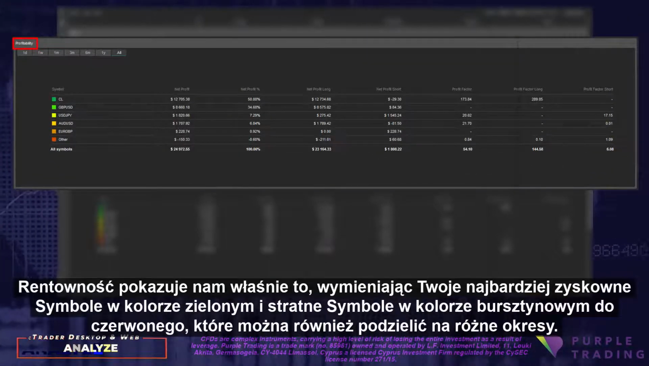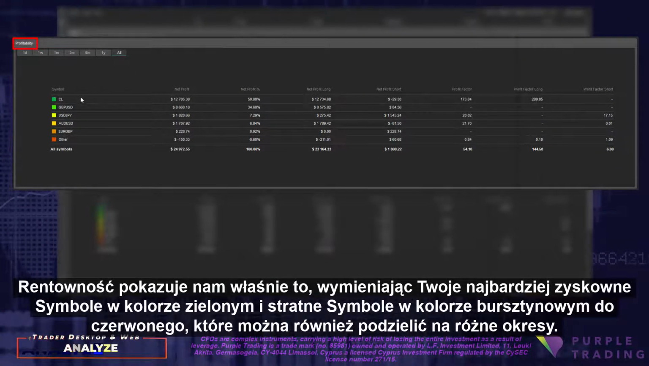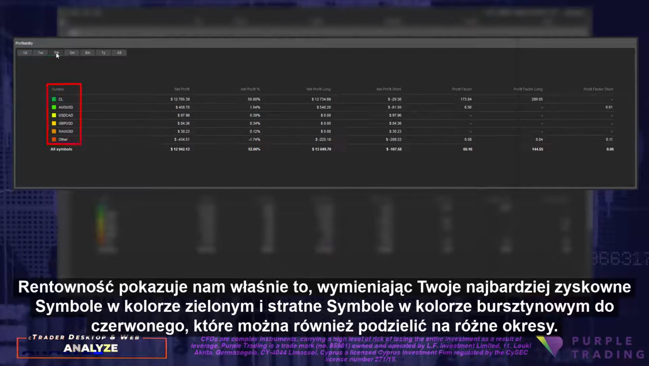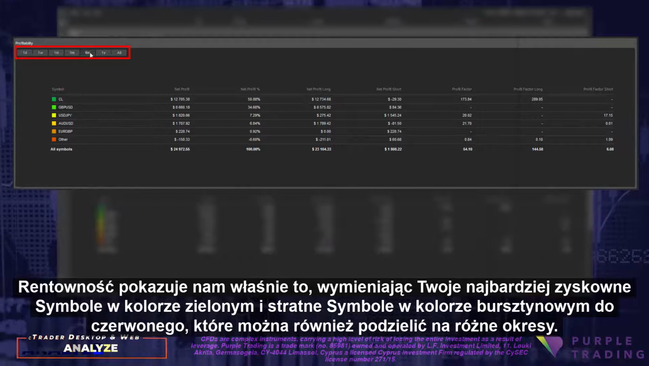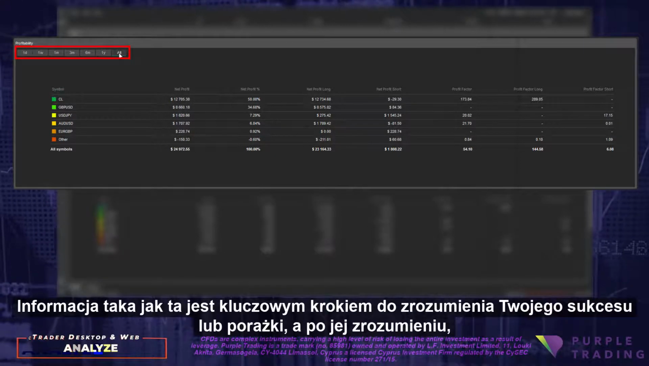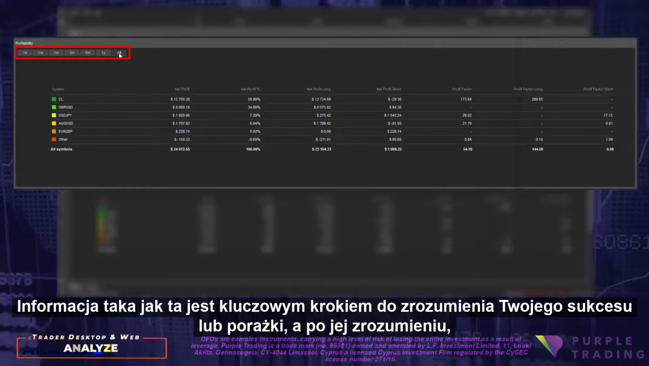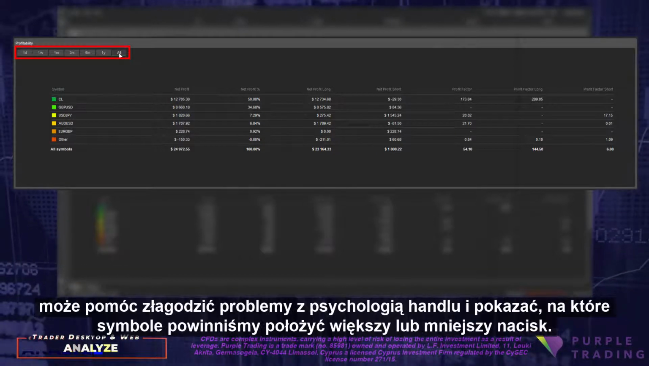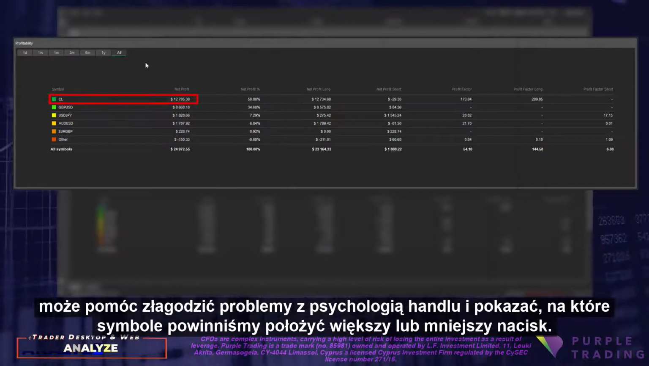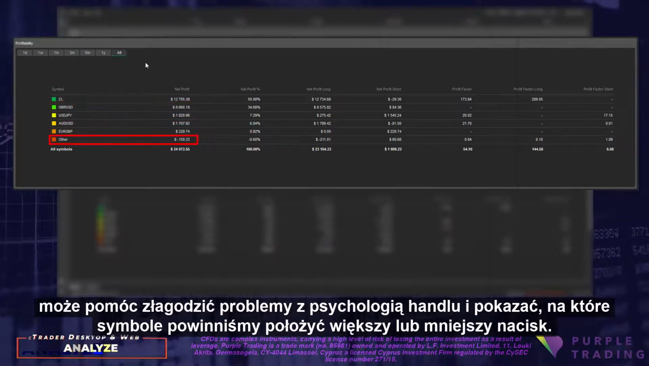Profitability shows us just that, listing your most profitable symbols in green and losing symbols in amber to red, which can also be broken down by time periods. Information like this is a key step to understanding your success or failure, and when understood, can help alleviate issues with trading psychology and help to show us on which symbols we should be placing more or less emphasis.